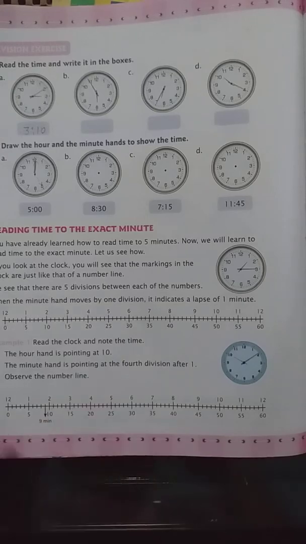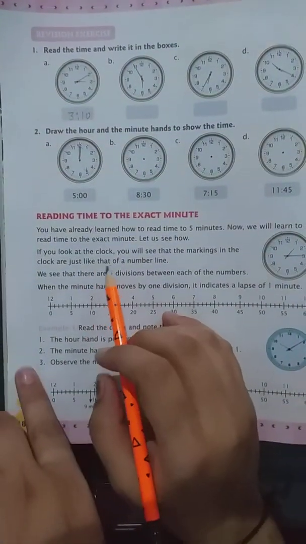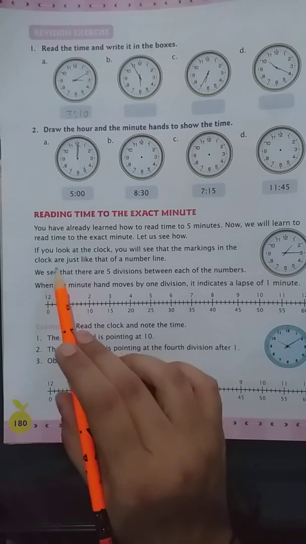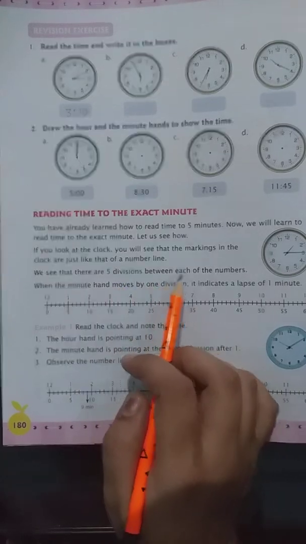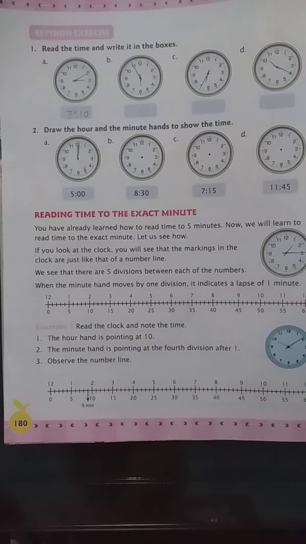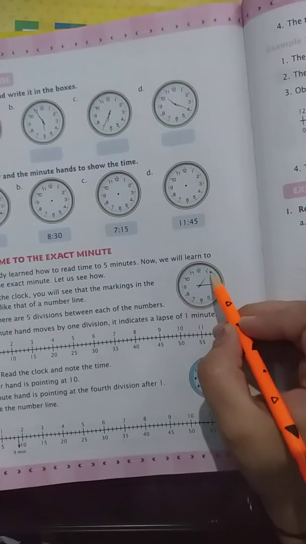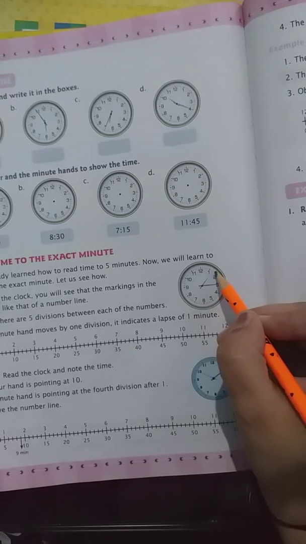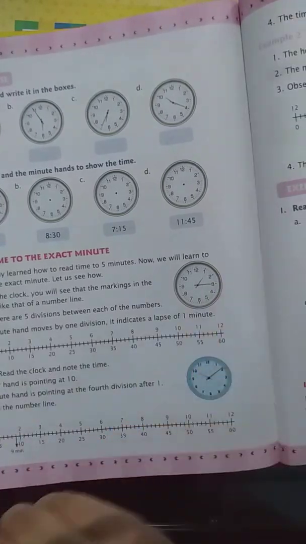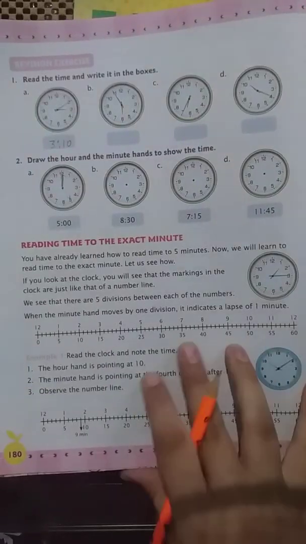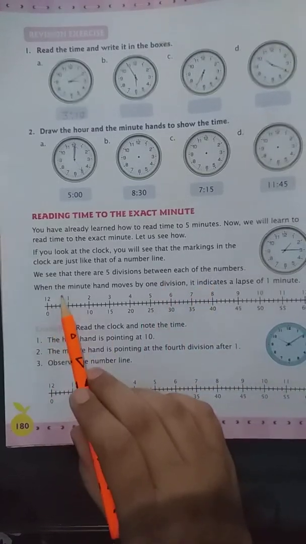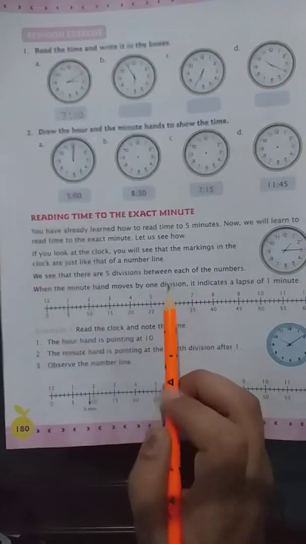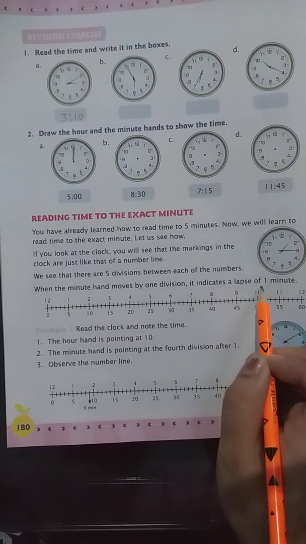Now if you look at the clock, you will see the markings, just like those of a number line, and there are 5 divisions between each of the numbers. I am telling you firstly how many divisions there are between numbers: 5 divisions. Count starting from this: 1, 2, 3, 4 and 5. So there are 5 markings, just like a number line. So when the minute hand moves by 1 division, it indicates a lapse of 1 minute.